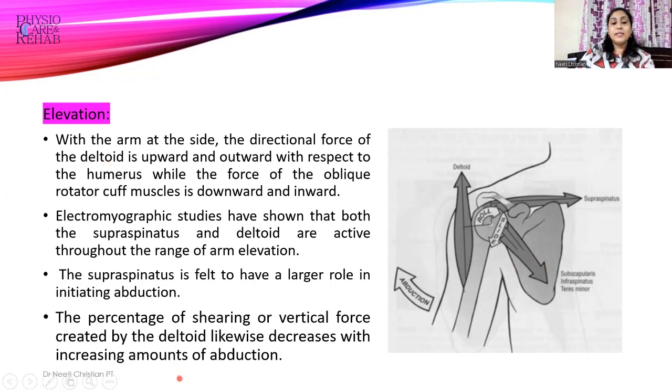With the arm at the side, the directional force of the deltoid is upward and outward with respect to the humerus, while the force of the oblique rotator cuff muscles is downward and inward. As we discussed, EMG studies have shown that both the supraspinatus and deltoid are active throughout the range of arm elevation. But the role is very important: the supraspinatus muscle is very important in initiating the movement, but it is similarly active as the deltoid throughout the range of motion.